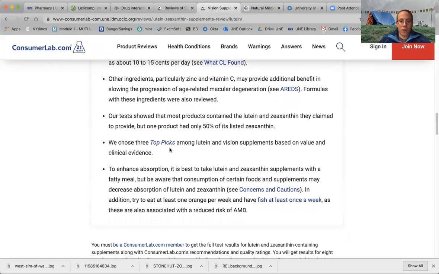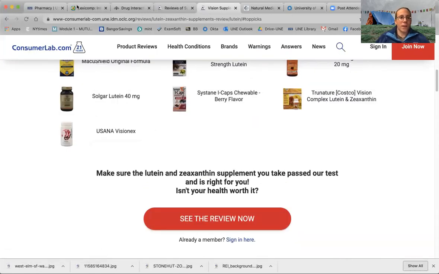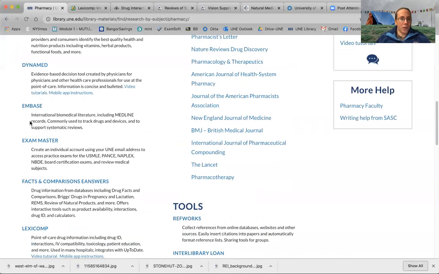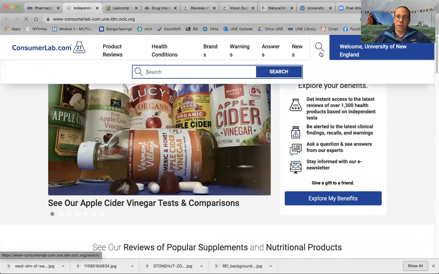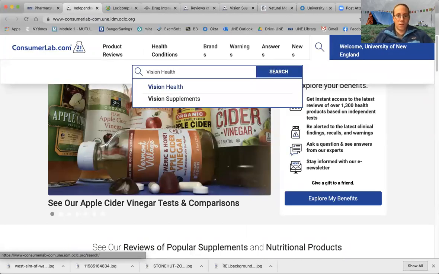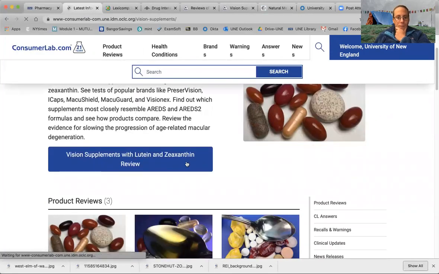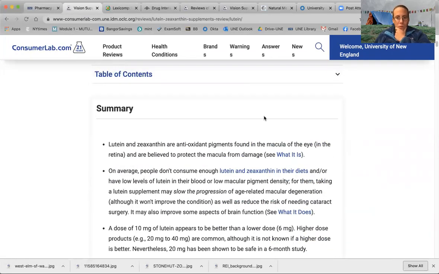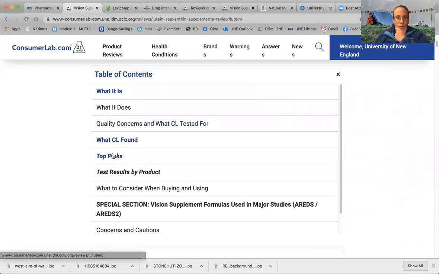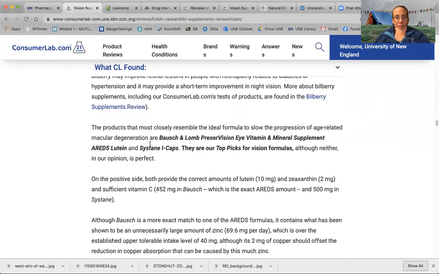And then they go through and they give these top picks. So I wonder if I click on this, will it take me to their top picks? Dang, I gotta sign in again. Hang on. All right, I'm in. Let's go to vision supplements. If you scroll down, I'm gonna click on this table of contents, go to their top picks. They go through the formulas and then they give you their top picks.